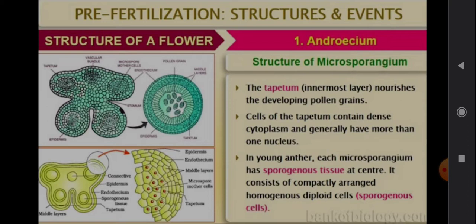In a young anther, each microsporangium has sporogenous tissue at the center. It consists of compactly arranged homogeneous diploid cells. They are present at the center of the microsporangium. That is when the anther is young, not when it is matured.